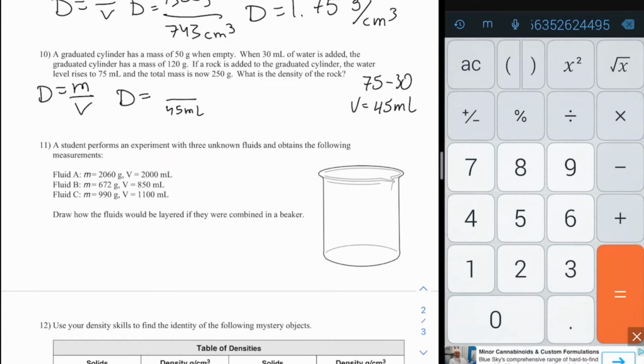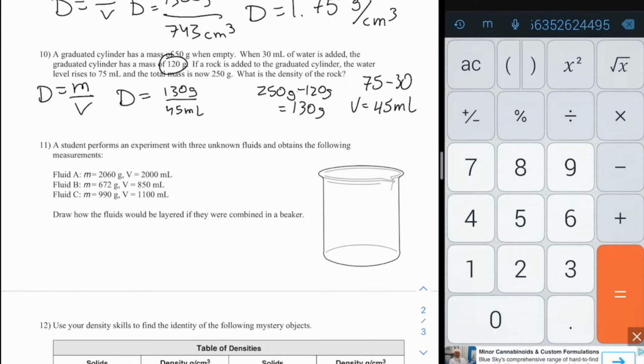Now for the mass, this one's slightly tricky. So the total, where it says the cylinder, the water, and the rock, equals 250. But I just need to know what the rock is. So I need to get rid of the cylinder and the water. The water and the cylinder have a mass of 120. So then I'm going to subtract 120 grams. It's 130 grams, is how much the rock weighs.